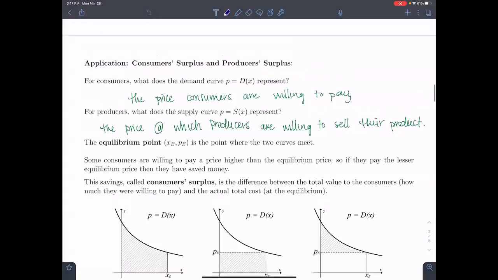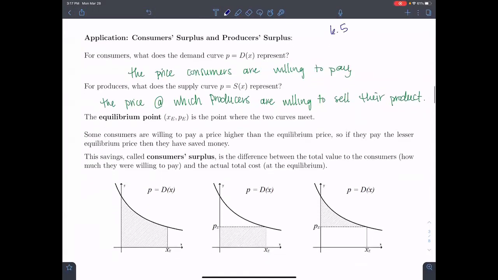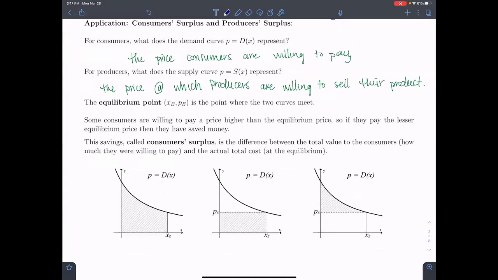Okay, so in section 6.5, these applications of area between curves, one of the applications is consumer surplus and producer surplus. So for consumers, the demand curve, P equals D of X, represents the price consumers are willing to pay. And then S of X, the supply curve, represents the price at which producers are willing to sell their product. There's this equilibrium point where everybody's happy.